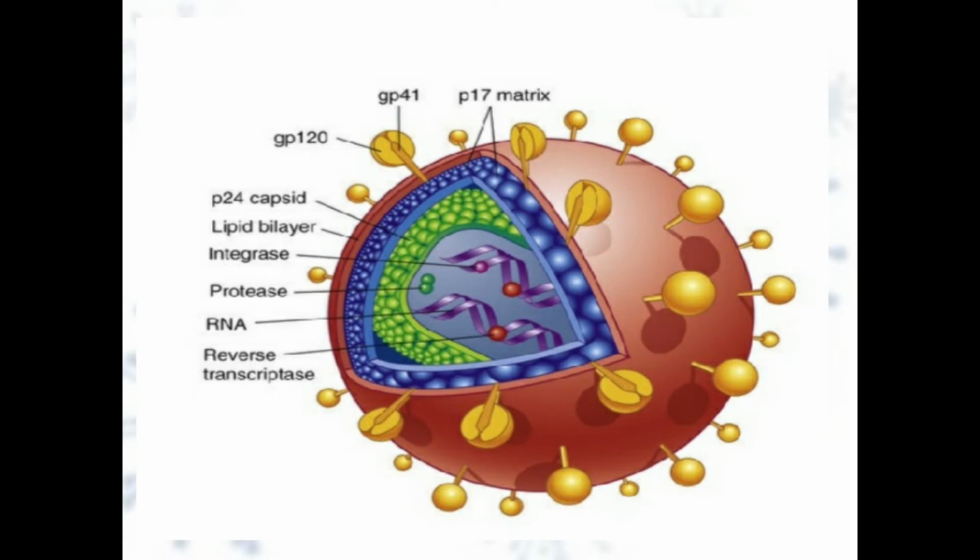Inside the envelope, let us see what there is. You can see two types of proteins: capsid protein and matrix protein. Inside the core you can see P24 capsid protein as well as P17 matrix protein. The one marked in green color is the P24 capsid protein, and the one marked in blue color is the P17 matrix protein. What is its function? It helps the virus to maintain its structure. So the glycoprotein helps the virus to attach to the host cell surface, whereas the matrix and capsid proteins help maintain its structure.